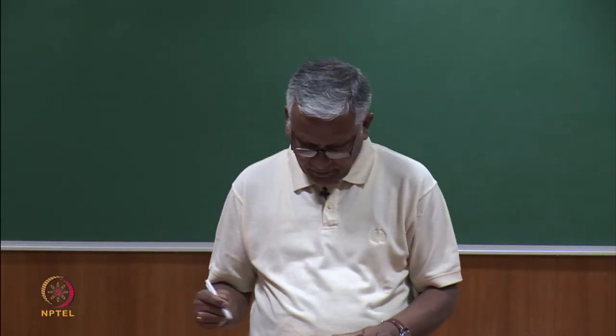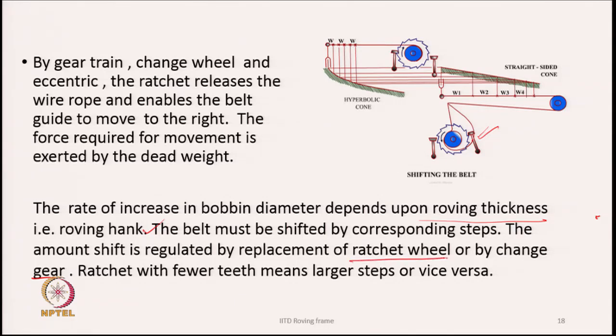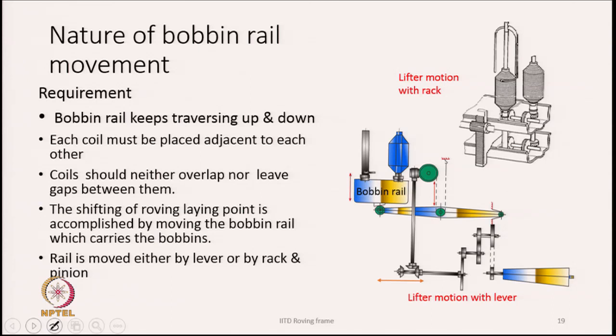So, what we do in this case is change the ratchet wheel. A ratchet with fewer teeth means larger steps, and a ratchet with a larger number of teeth means fewer steps. In this case, it is the ratchet which is changed in order to take care of the steps by which the belt will shift, which in turn depends upon the diameter of the roving that we are making. So, now from here we are going to the nature of bobbin rail movement.